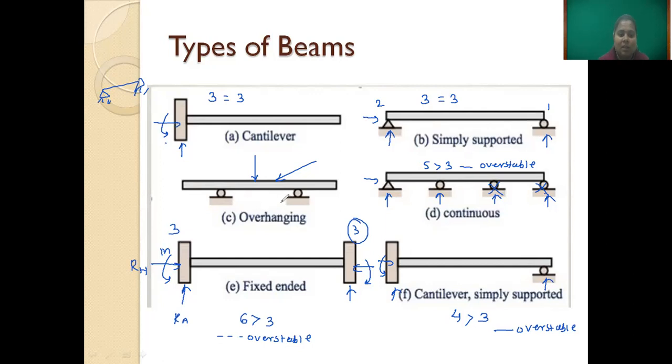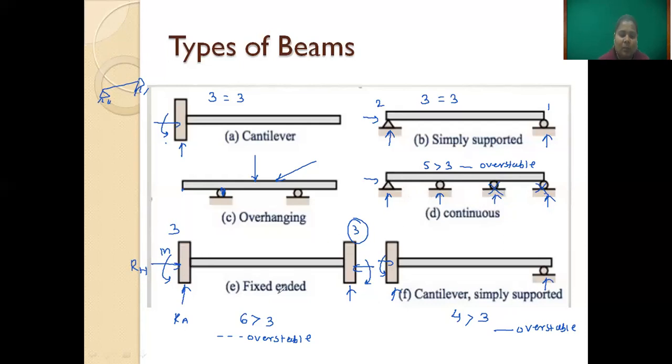Then overhanging means support is not provided at the end. You observe here from this support to this part is hanging. Is there any support for it? No. So if a support is not provided at the end, this beam is called an overhanging beam. So the next type is continuous. Why is this beam called continuous? If the number of supports is more than 2, then this beam is called a continuous beam.